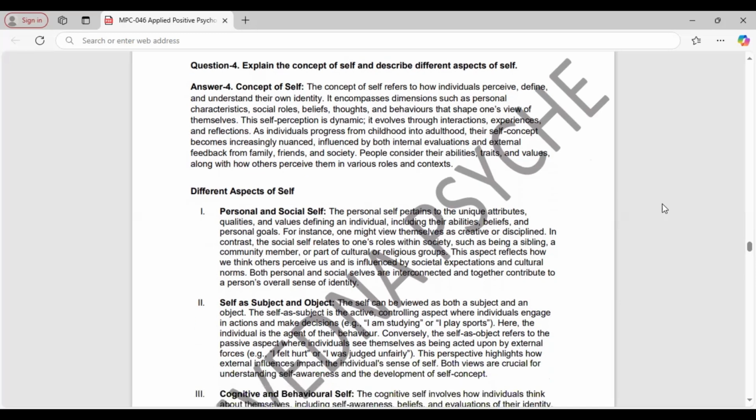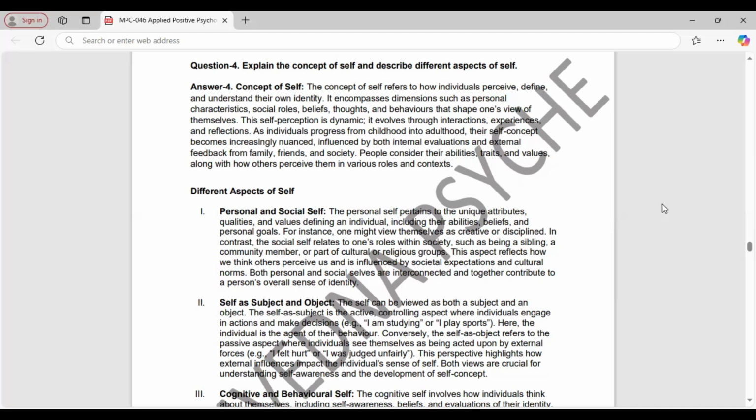Different aspects of self include personal and social self. The personal self includes unique attributes, qualities, and values such as abilities and beliefs. For example, one may identify as creative or disciplined. The social self relates to roles in society, like being a sibling or community member, reflecting on how individuals believe others perceive them and is shaped by societal norms.